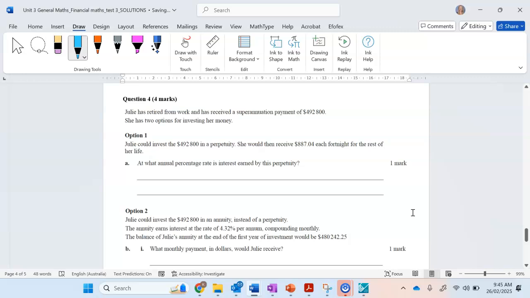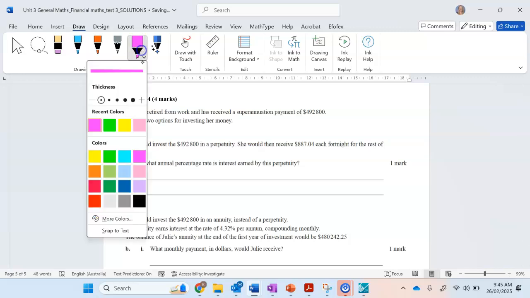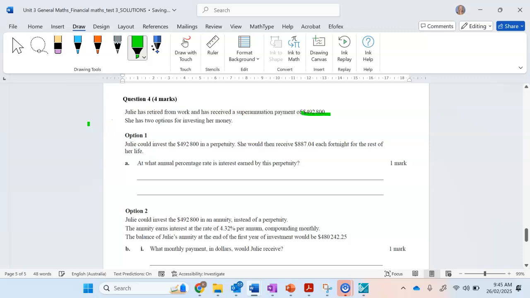Last question, I think. Julie has retired from work and has received a superannuation payment. Let's view the screen again. She has 2 options for investing her money. Option 1, Julie could invest this amount in a perpetuity. She would then receive that amount each fortnight for the rest of her life.